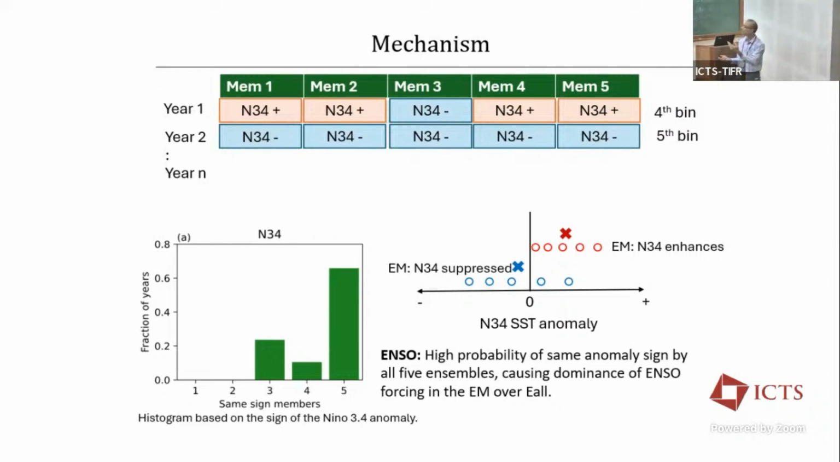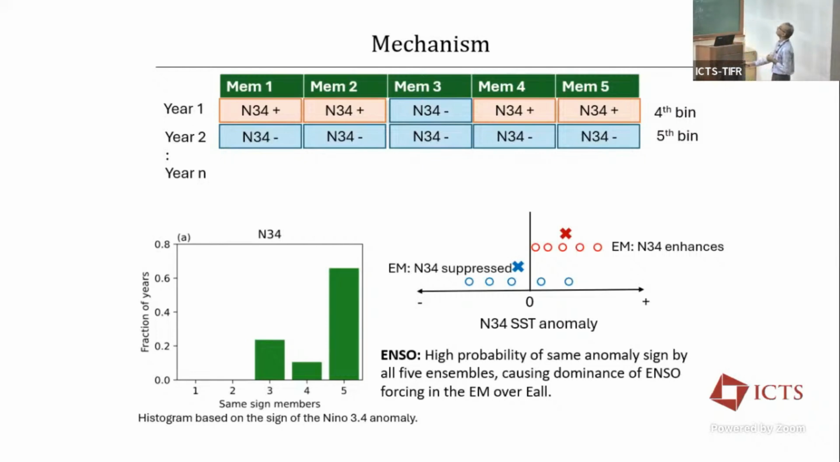That is the ENSO forcing. So we push it to the 4th bin. Basically, in this bar, this is the 4th bin here. Okay, so 1 year like that. Now year 2, all of them are negative. So all the members agree with each other, and then that comes here, right? So we go year by year and do that calculation.